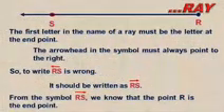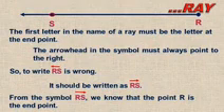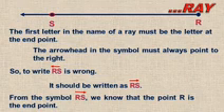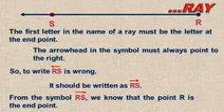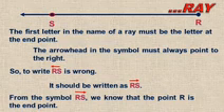Students, the first letter in the name of a ray must be the letter at the end point, and the arrow head in the symbol must always point to the right. As in this slide, we can see a ray which will be written as RS and not SR because it has its end point at R. This way we can know from the symbol RS that the point R is the end point.